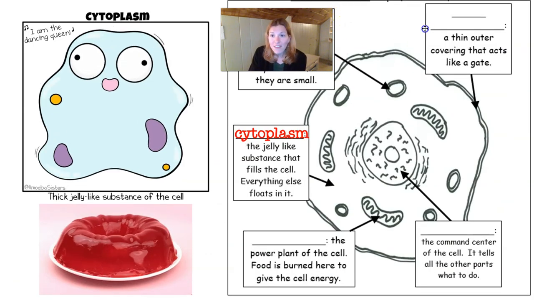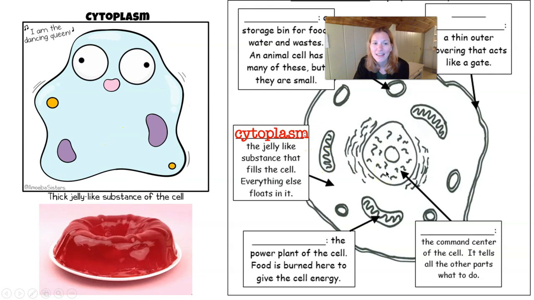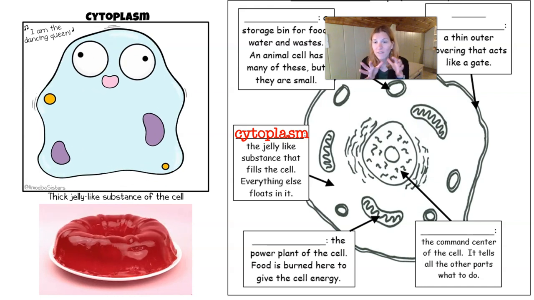The different parts of an animal cell, we'll start with the cytoplasm, and the cytoplasm is basically what fills up the cell. So it's a jelly-like substance that fills the whole cell and everything else floats in it. And God made it jelly-like for a reason. It has kind of a liquid property to it that allows all the stuff that's floating in the cell to be able to move around. But it also has more of a solid property so that it holds it together and it keeps its shape.